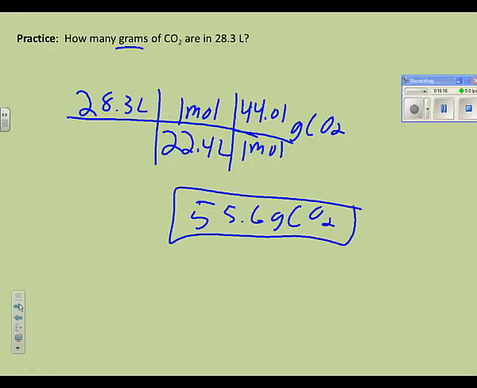So once again, you've got your grids. Make sure you understand how to use them. We will get a lot of practice, dedicating a whole day to this. So be prepared to do a lot of math when you come to class.